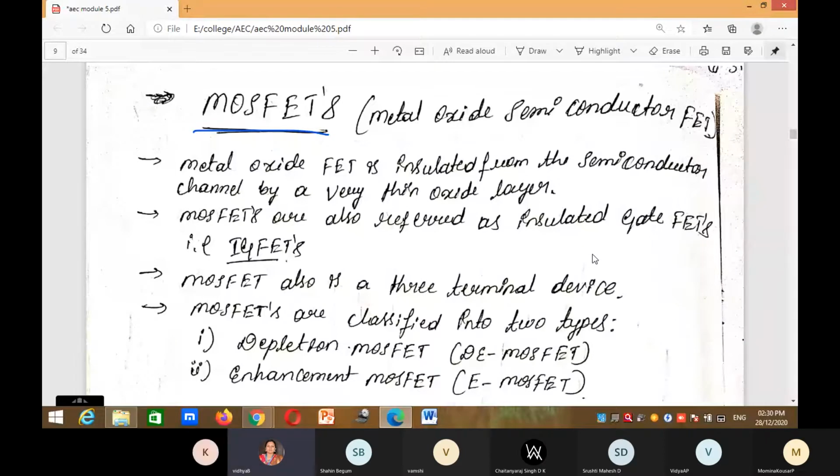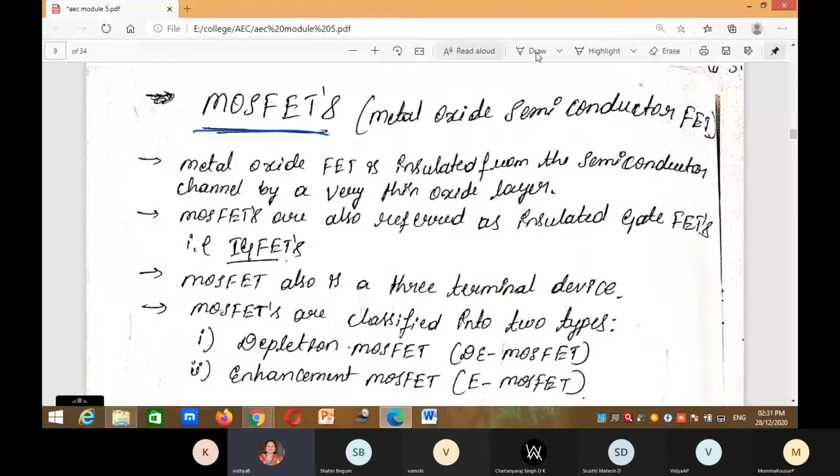This is MOSFET. When you compare it with the BJT, it can be made very small and hence can be used to design high density VLSI circuits. And MOSFET has no PN junction structure. Because of this insulated gate, MOSFETs are also called IGFET. You can observe the metal oxide FET gate is insulated from the semiconductor channel by a very thin oxide layer.